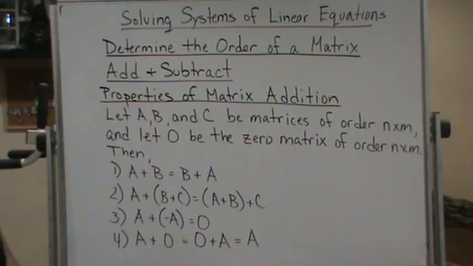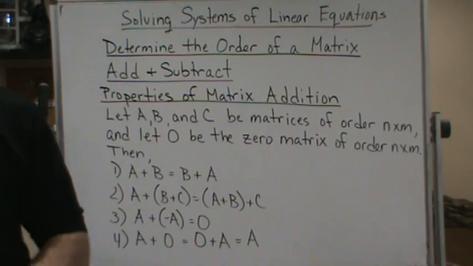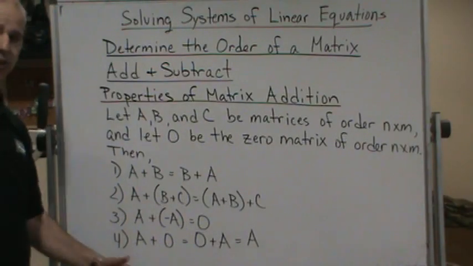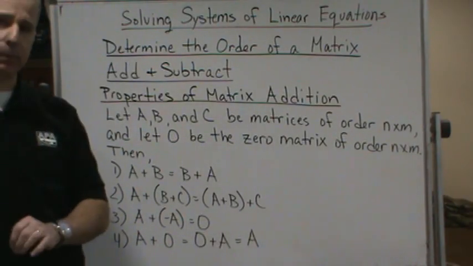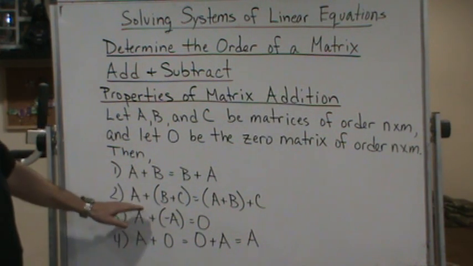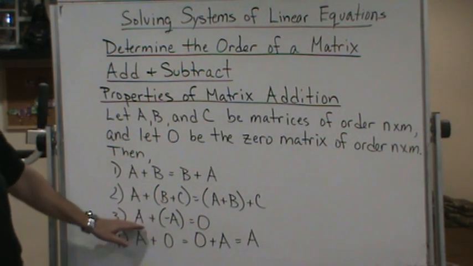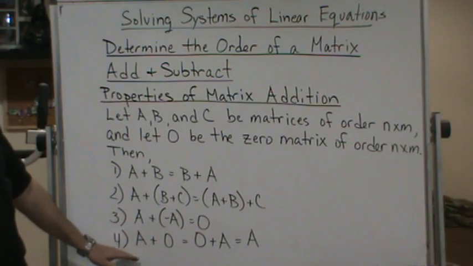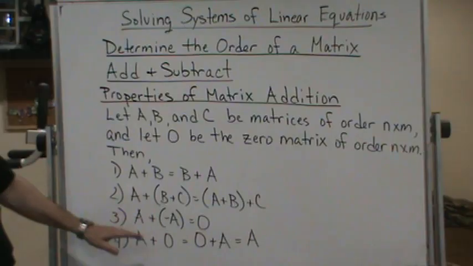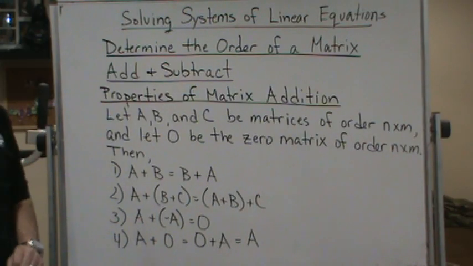So those four properties you want to practice and make sure you know them. And the cool thing is they're analogous to the same properties we deal with for real numbers. The commutative property, the associative property, the additive inverse, and the identity property.